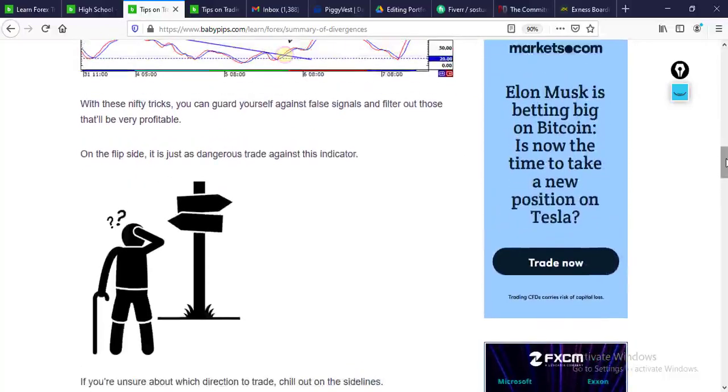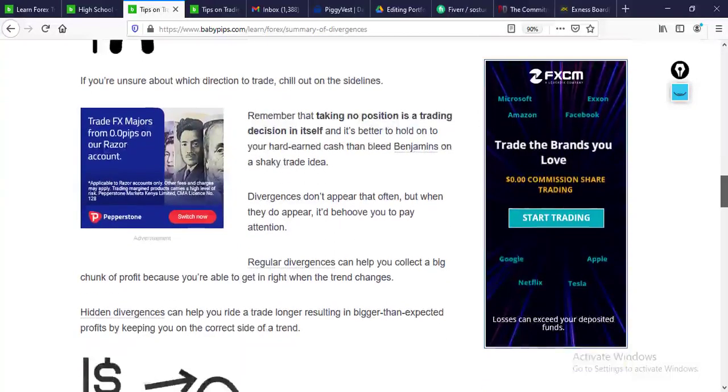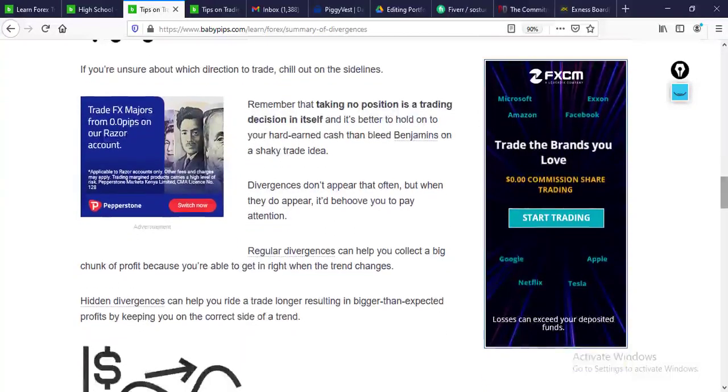If you do this, it will not be difficult for you to make good trades, and also it will not be difficult for you to spot false signals and filter those out, and you always position yourself on the right side of making profit. It's not easy, anyway. You have to train yourself to be able to spot good DVs. So remember, taking no position is a trading decision in itself. It's better not to trade, or not to get into the trade, than to risk it on ideas that you cannot confirm yet.